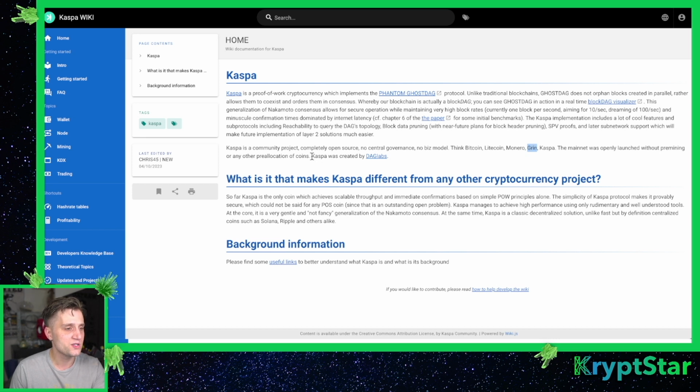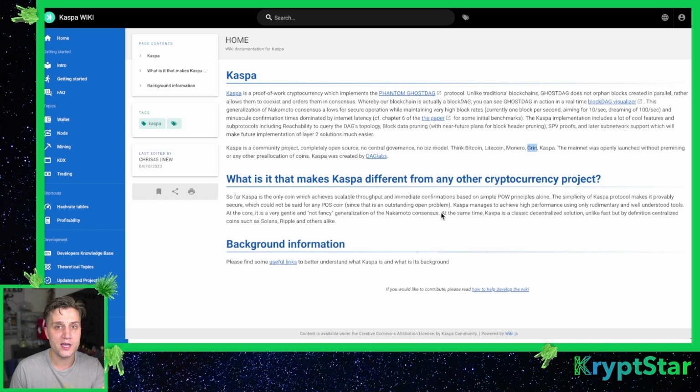Okay, Kaspa was created by DAG Labs. So what makes Kaspa different from any other cryptocurrency project? So far, Kaspa is the only coin which achieves scalable throughput and immediate confirmations based on simple PoW principles alone. The simplicity of the Kaspa protocol makes it provably secure, which could not be said for any other PoS coin.